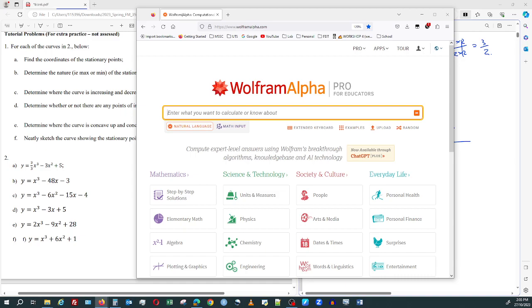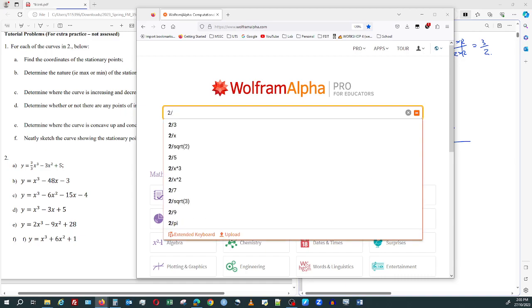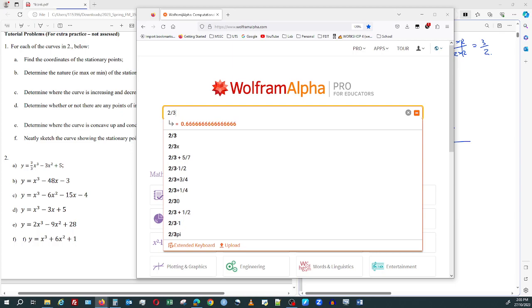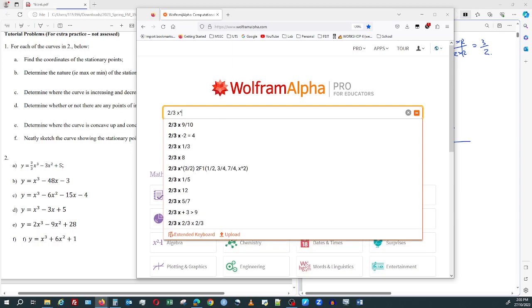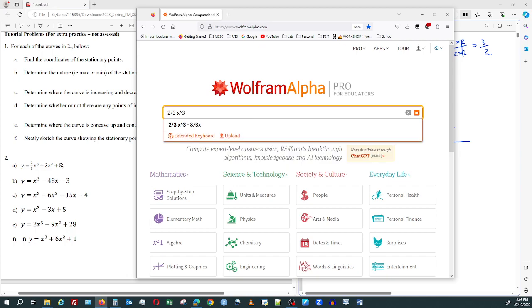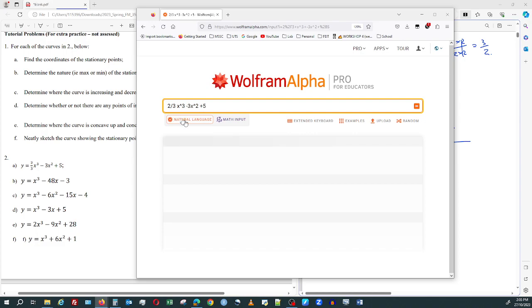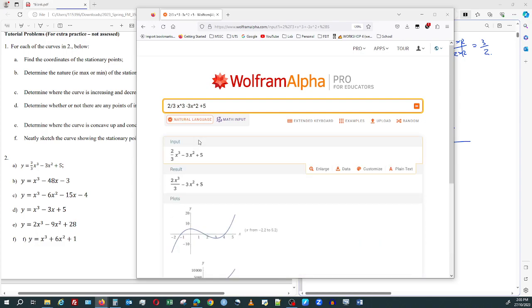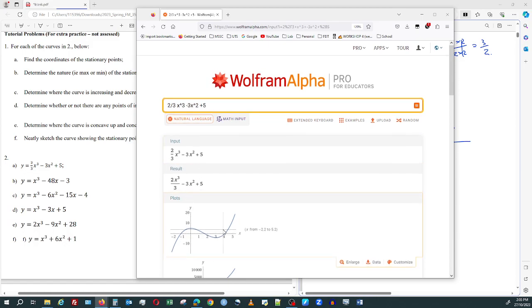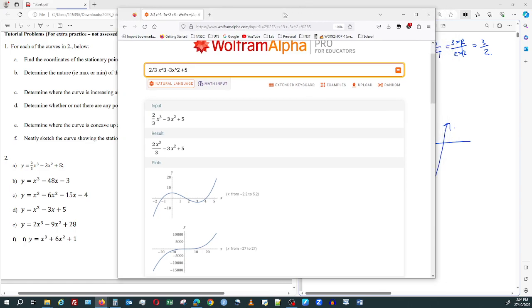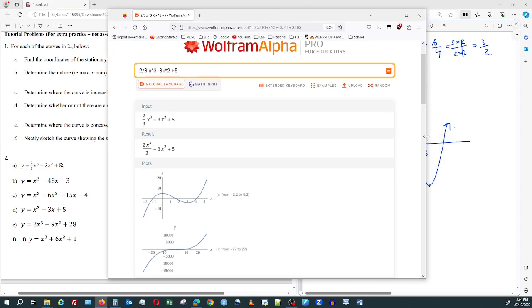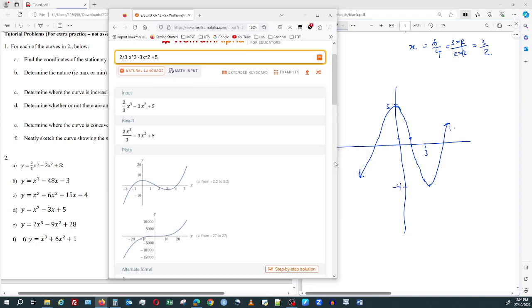So y is 1/2 x to the power 3 minus 3x to the power 2 plus 5. And so there's the nice little swoops going on. So without Wolfram, we've done a pretty good job, haven't we? Without the help of Mathematica, albeit in its web-based form, ours is pretty good.